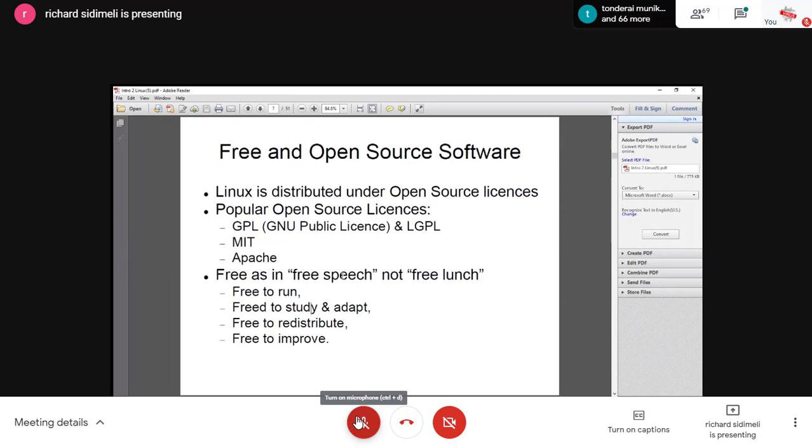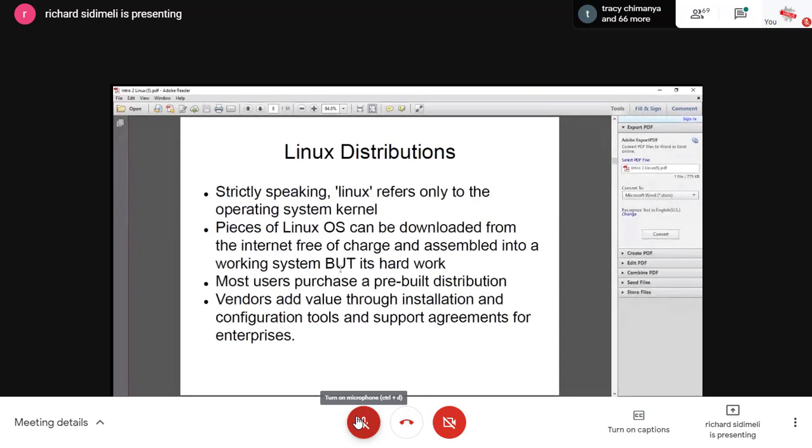All right, let me go to the next one. Then we are going to talk a bit about the distributions. Strictly speaking, Linux refers only to the operating system kernel. When we say Linux, we are referring only to the kernel. We are not referring to the distributions. You will find that there are so many distributions out there, but the core of it is Linux. That's why you call it Linux.